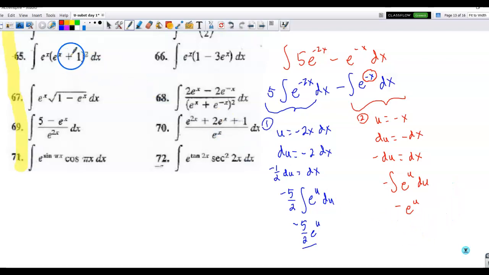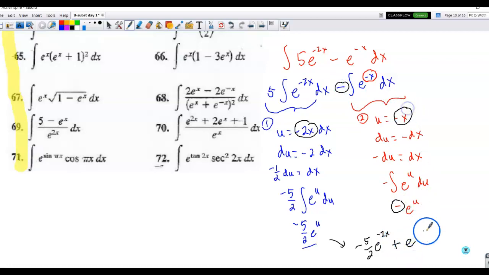So when I rewrite my final answer and go slow and carefully here, I'm going to have from term 1, negative 5 halves e to this u, which is negative 2x. Now be careful, we had a negative here and a minus here, so that becomes plus e to this u, which is negative x, plus c. So you might need to redo that one. You might need to watch and listen to that again and then go back and do it yourself to make sure you can do it.